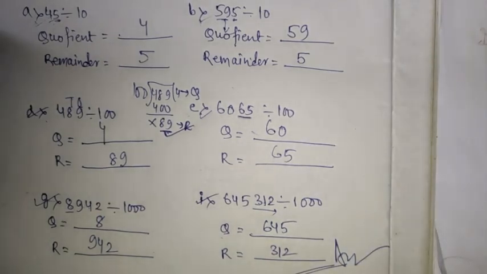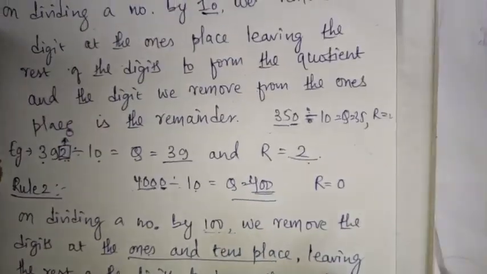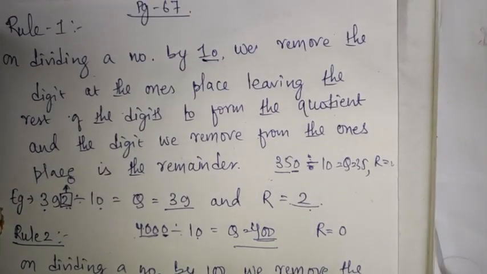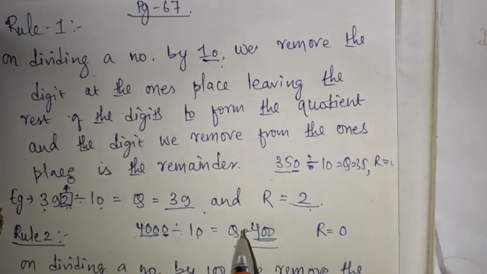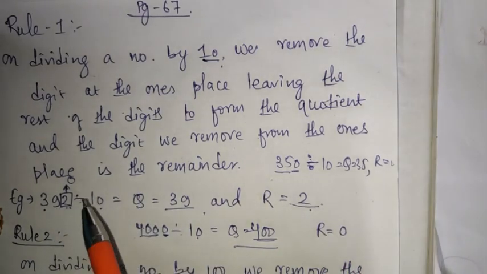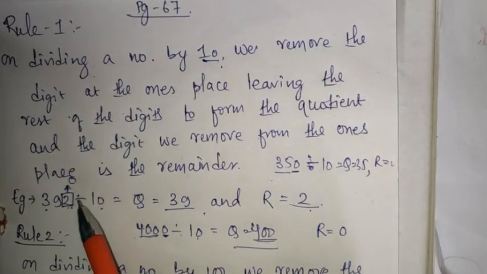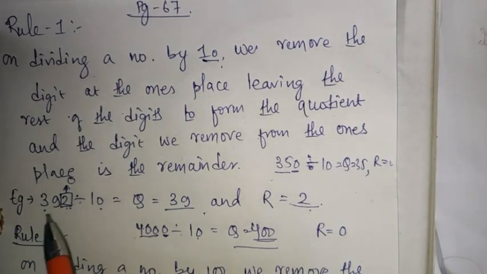Rule number 1, 2, 3. I'll be showing this again to you so that you may easily see it. Here I have rule number 1. A number was getting divided by 10, so the ones position was removed, and that became your remainder, and the remaining part was your quotient.